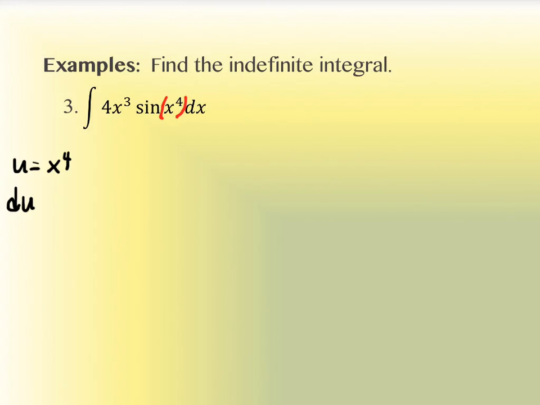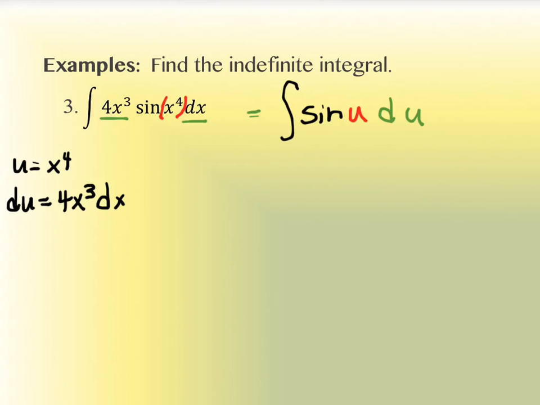Nicely enough, what is the derivative of x to the fourth? 4x cubed, which actually is the other piece of the problem, and then the dx is also necessary there, right? So the 4x cubed dx in the problem gets replaced by du. The script s and the sine don't change, but the part that's in parentheses, x to the fourth, also gets replaced by u. So this problem looks an awful lot now like the one we started the whole lesson with.